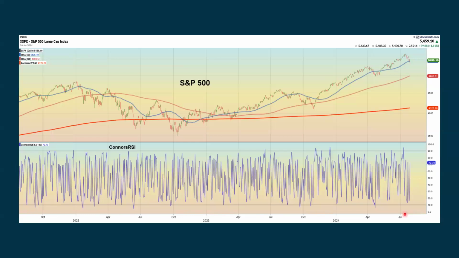Then there's another oscillator called the Connors RSI, and this thing really gyrates all over the place from day to day, but it doesn't give us extreme positive or negative readings very often, and it's not giving us one right now, so I haven't been showing it.